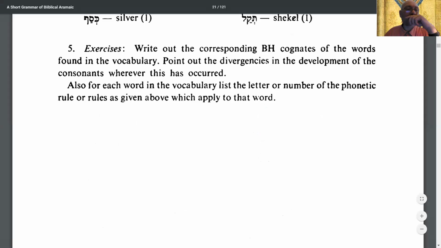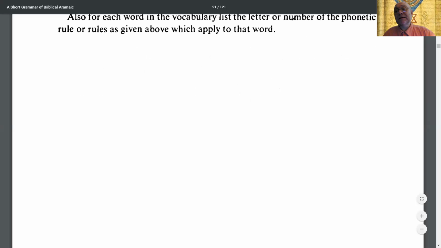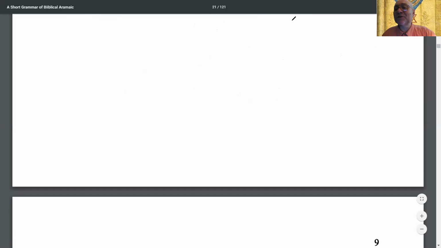Okay, so here's some exercises. Write out the corresponding biblical Hebrew cognates of the words found in the vocabulary. Point out the divergencies in the development of the consonants wherever this has occurred. Also, for each word in the vocabulary list, give the letter or number of the phonetic rule or rules as given above, which apply to that word. Wow. Well, you know, you pick up what you can and you do what you can.